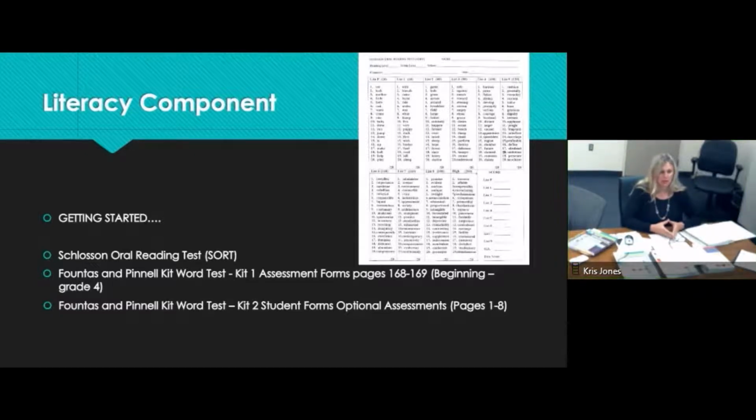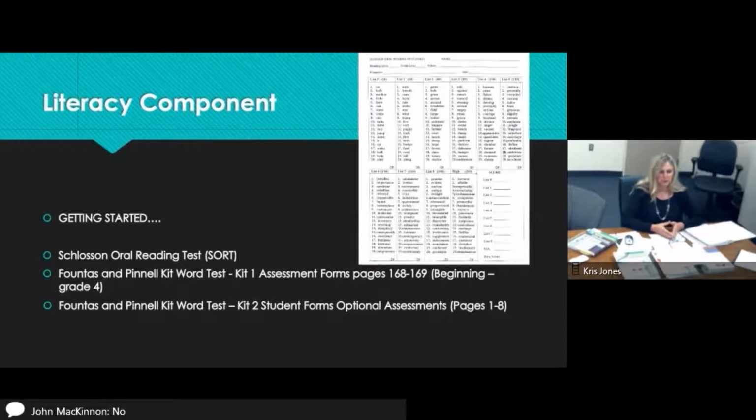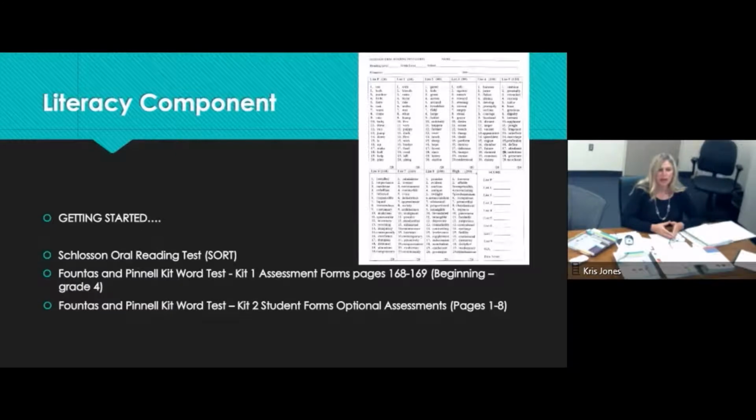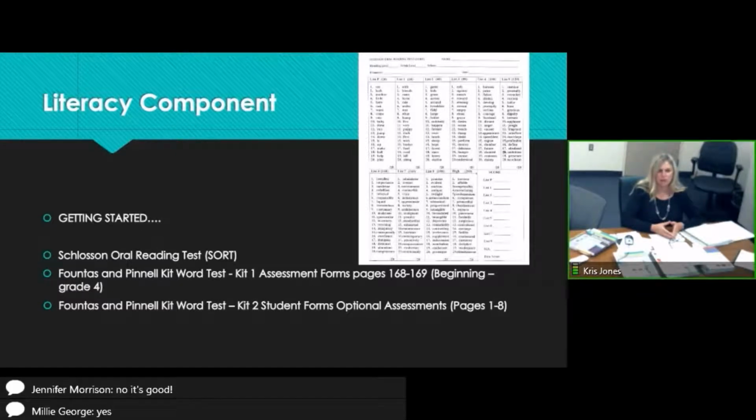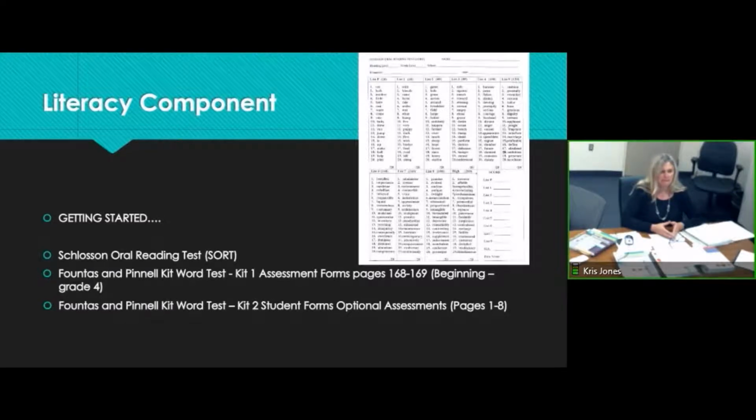Any questions with that? We're good? No? So are you feeling comfortable figuring out what reading level to give to a newcomer in English? And if not, please let me know. Good.